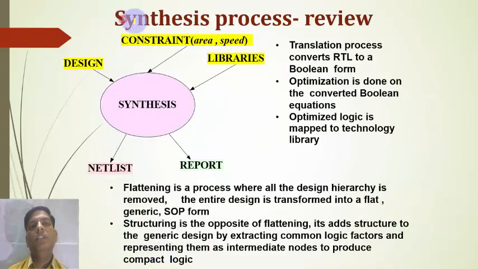Here is the diagram for the synthesis process review. There are three inputs: design, constraints, in that area and speed, and the library. The two outputs are the resultant netlist and report. The translation process converts the RTL to a Boolean form. Optimization is done on the converted Boolean equations. Optimized logic is mapped to the technology library.